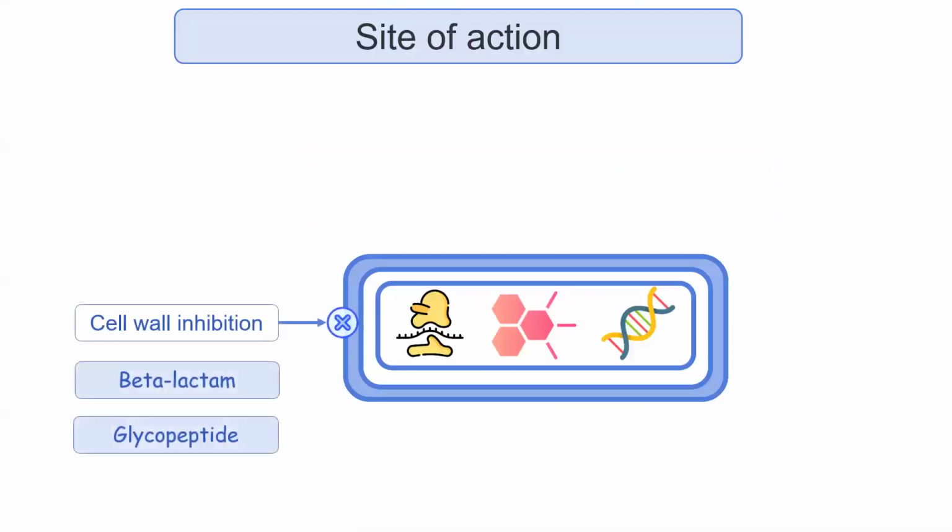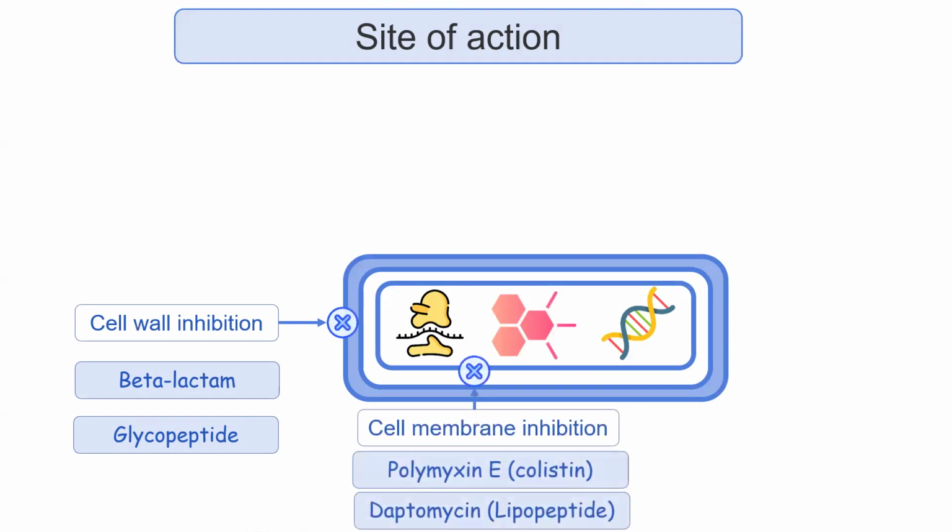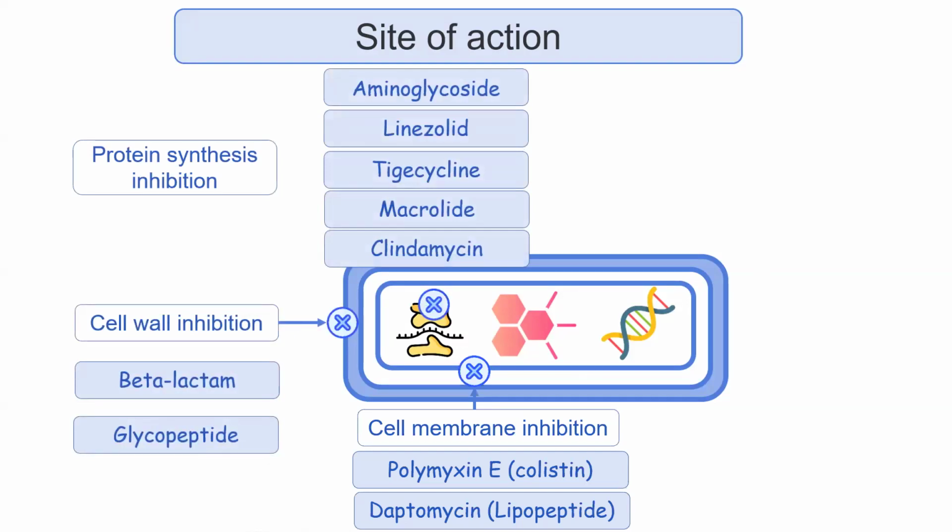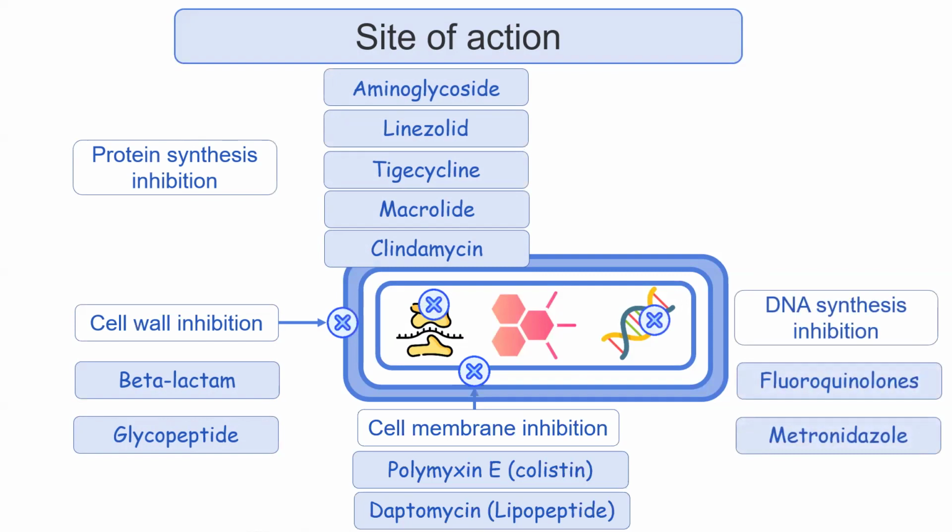The second classification of the antibiotics is based on the site of action. We have a group of antibiotics that inhibit the cell wall, like beta-lactam antibiotics and glycopeptides. Another group inhibits the cell membrane, like polymyxin and daptomycin. We have groups of antibiotics that inhibit the protein synthesis of bacteria, like aminoglycosides, tetracyclines, macrolides, and clindamycin. And finally, we have a group of antibiotics that inhibit DNA synthesis, like fluoroquinolones and metronidazole. In the coming lectures, we will discuss each group separately. Thank you.